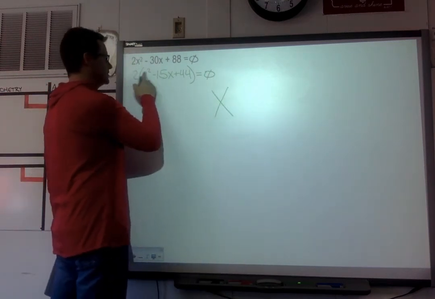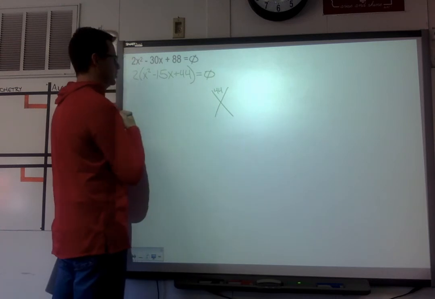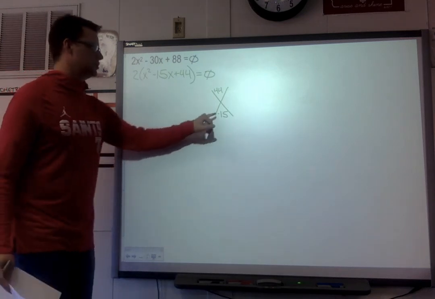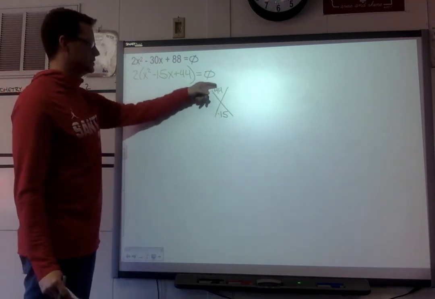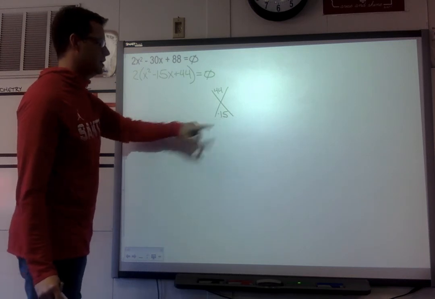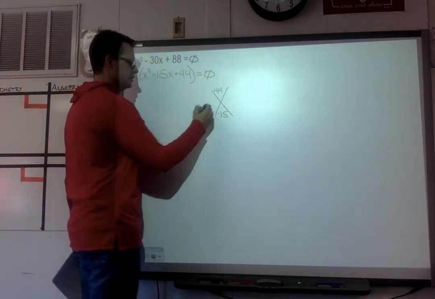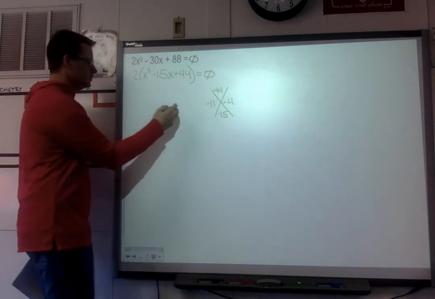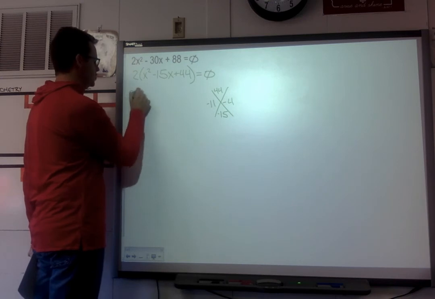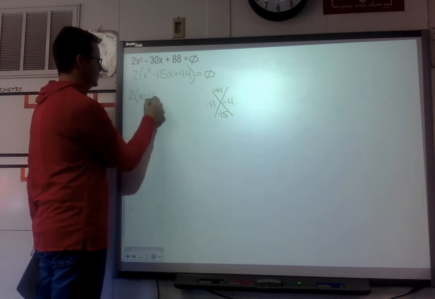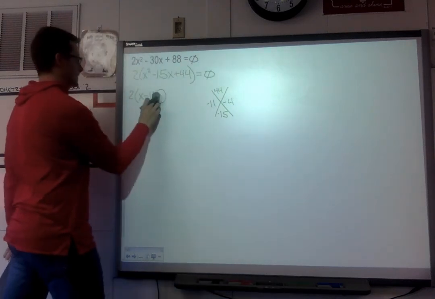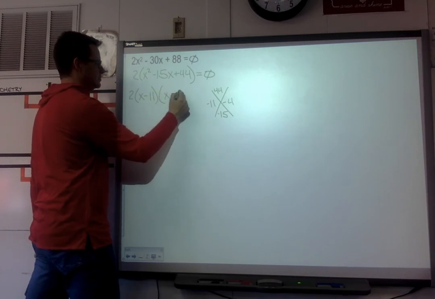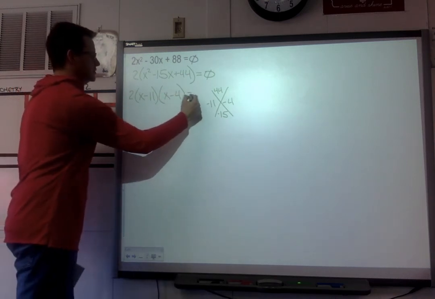So my a times c, 1 times 44, gives me 44. My b value is negative 15. So two numbers, they're both going to be negative numbers because they multiply to a positive 44. They add to a negative 15. My two numbers are going to be negative 11 and negative 4. So now I'm going to have 2 times x minus 11 times x minus 4 equals 0.